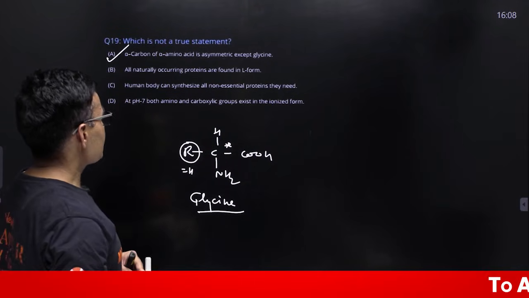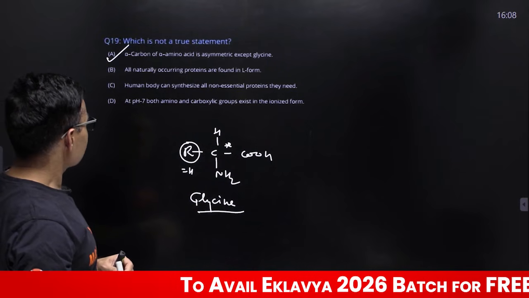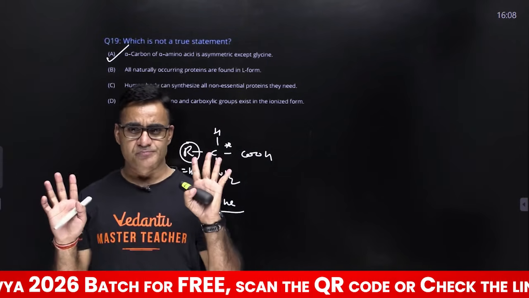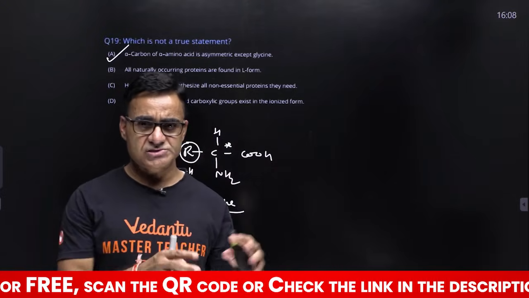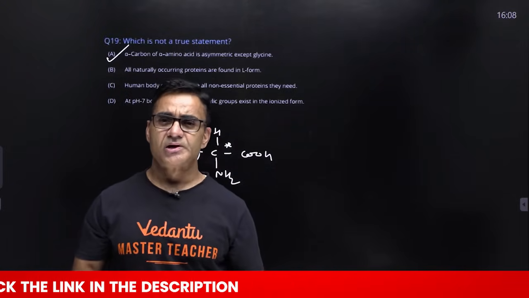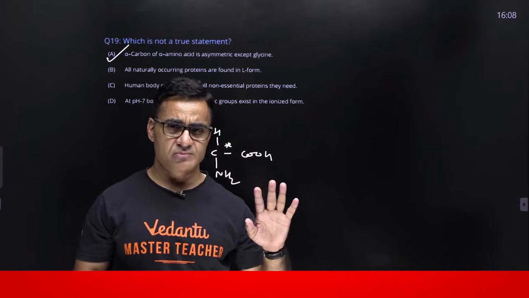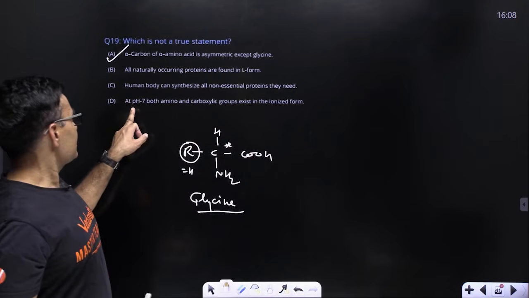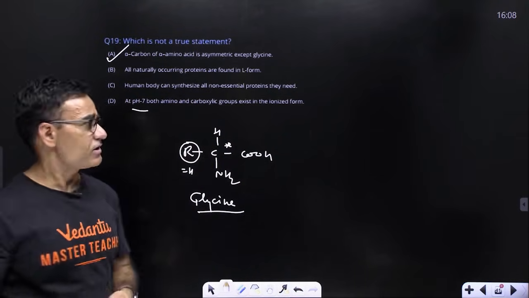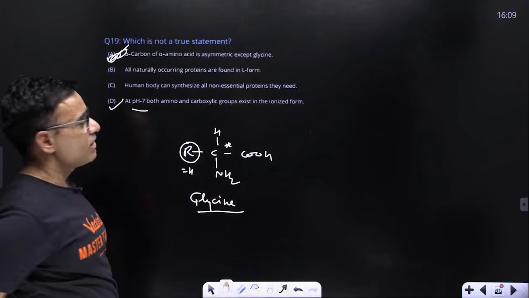Human body can synthesize all non-essential proteins they need, that is also correct. At pH 7 both amino acid and carboxylic acid exist in the ionized form, this is not correct. When we talk about amino acids, different forms of amino acid, whether it is cationic form or anionic form or neutral form, zwitterionic form, so different type of structure actually exist in different pH value of the solution. So they are straightaway saying that at pH 7 both the amino and carboxylic acids are ionized, that is not correct. So your answer is D. All right, this is the correct statement, so will not be the answer.